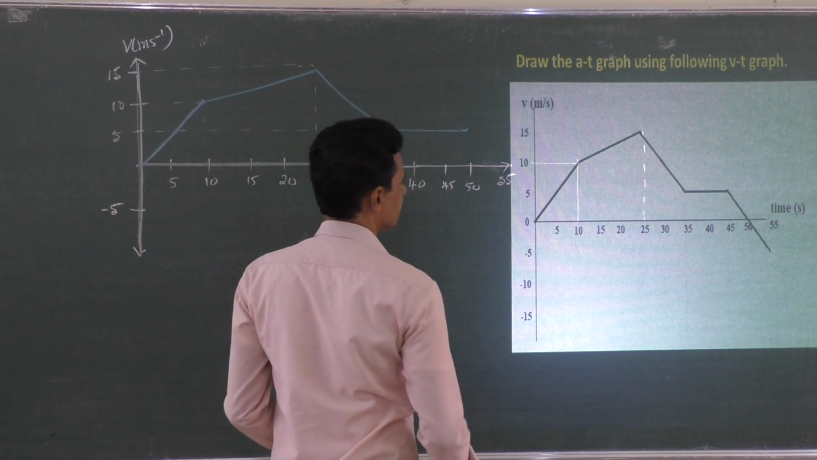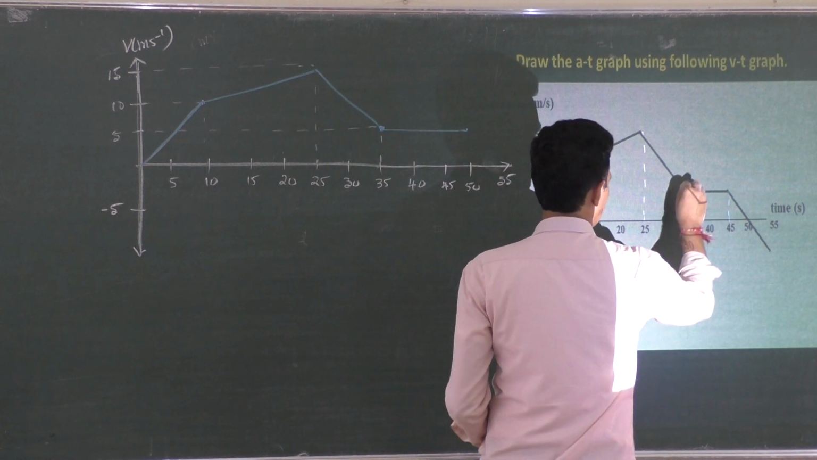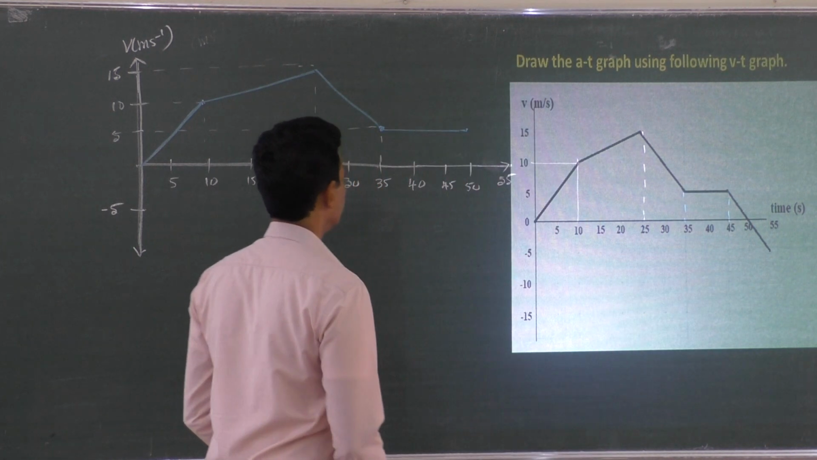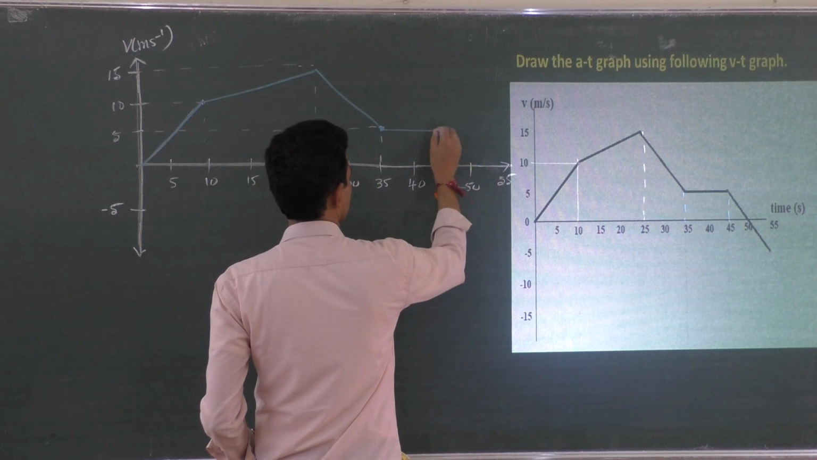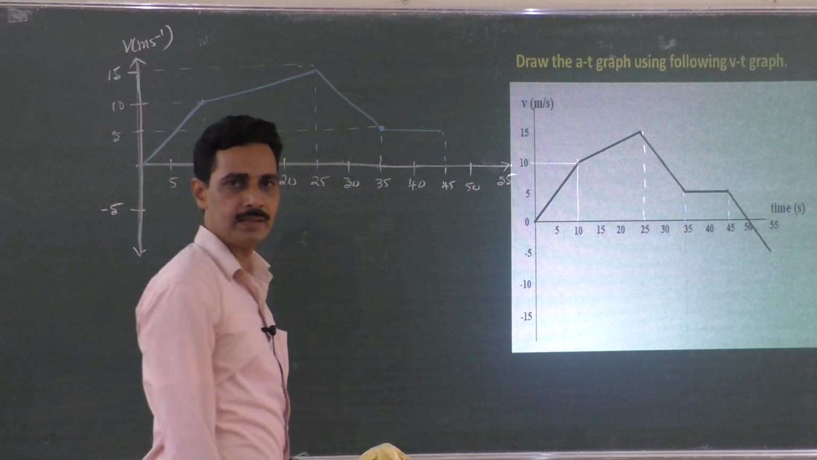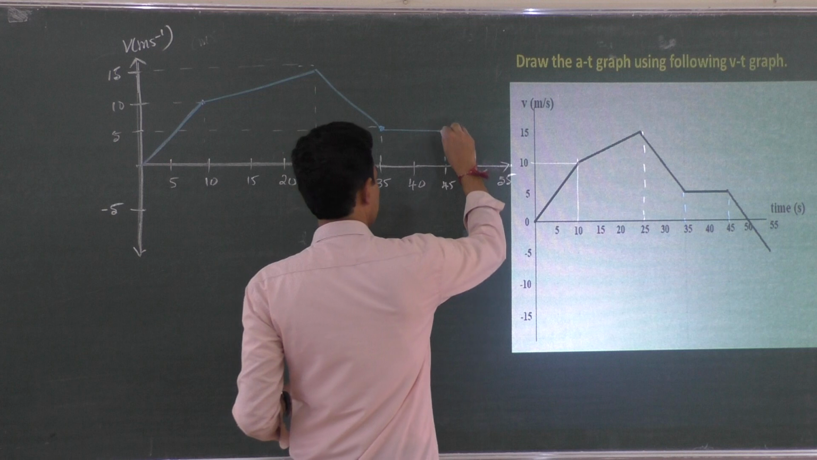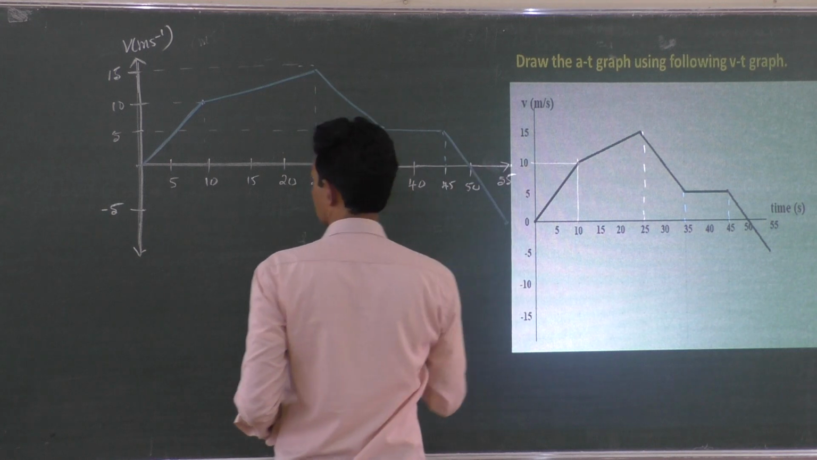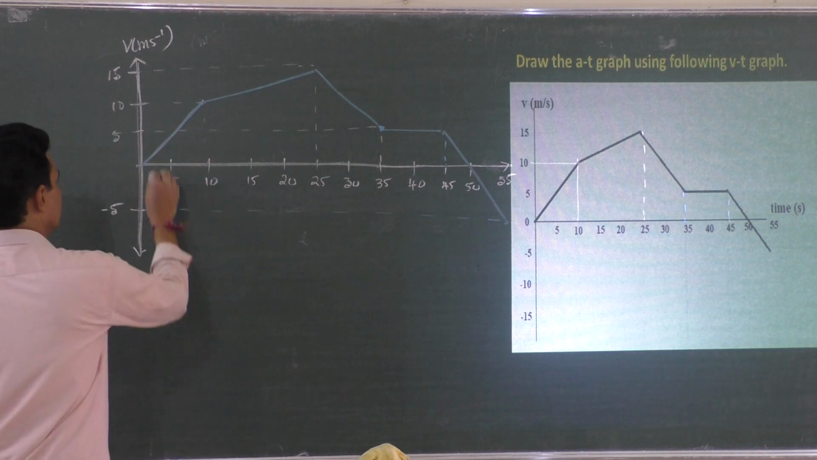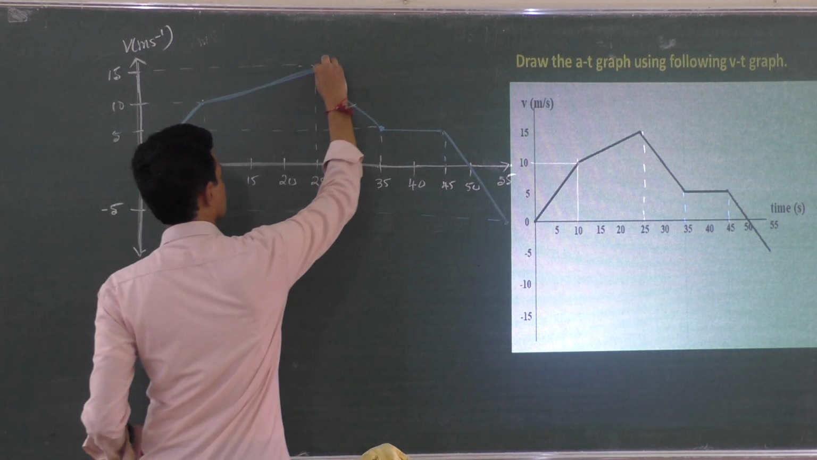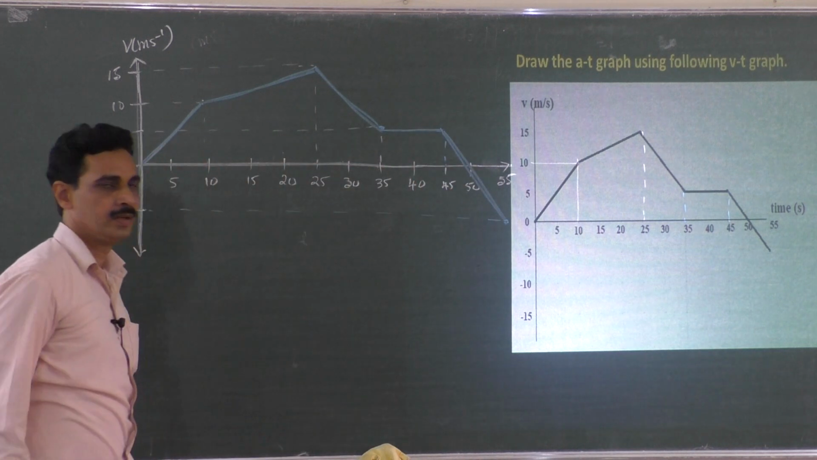Then it decreases from 40 up to 45, correct? 35 to 45. Yes, up to 45 it is constant. Then finally it drops to -5. From +5 to -5, see how much the change is. So it should come to this value. This is the graph, right? Increases, decreases, remains constant, and suddenly drops to -5, right?